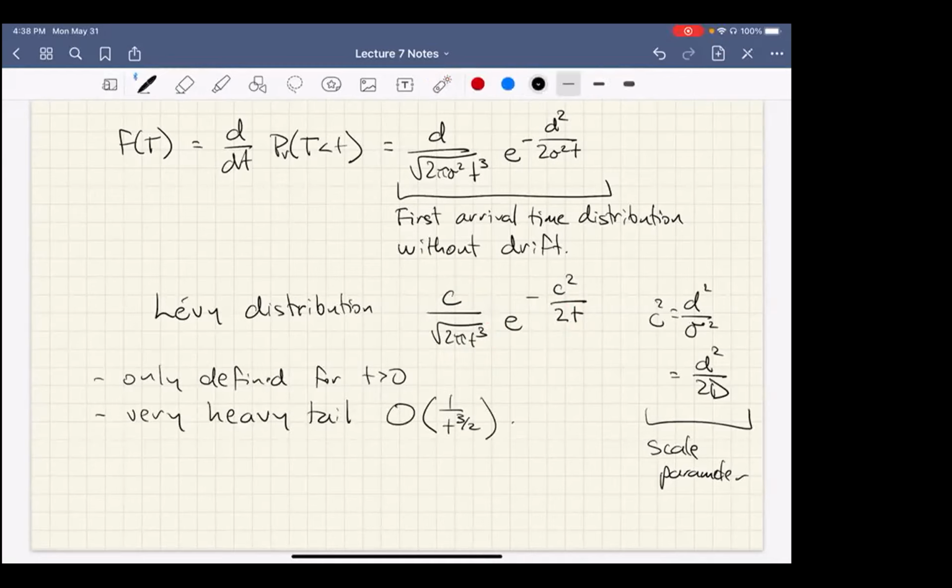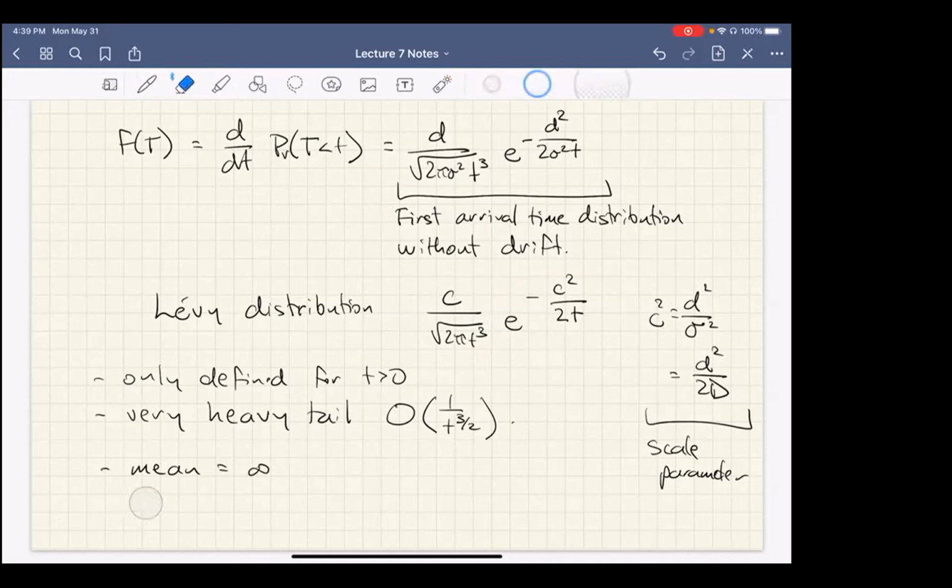Also consider, what is the mean of this distribution? If you multiply this by t, what do you get? You get c over root 2 pi t. So this is 1 over root t in the denominator. You can ignore this part because as t becomes large, this will decay. And if you integrate this times t from 0 to infinity, so in other words, you're integrating 1 over root t from 0 to infinity, you actually get infinity. So the mean of this distribution is infinite.